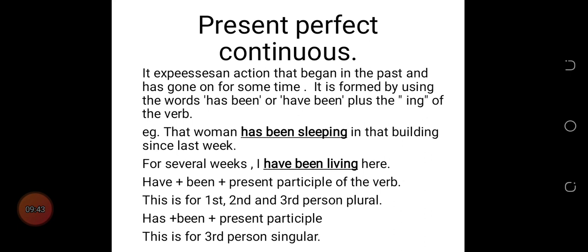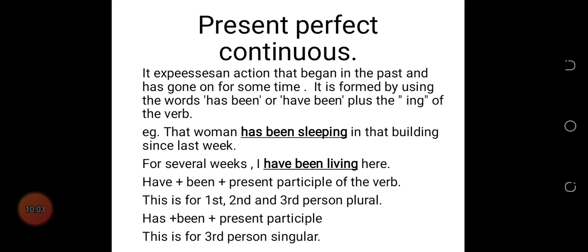It has been sleeping under the tree since morning. That is it. So those are the third person we are referring to. Maybe you are wondering what the third person singular is. So I've just told you. We have he, we have she, we have it.